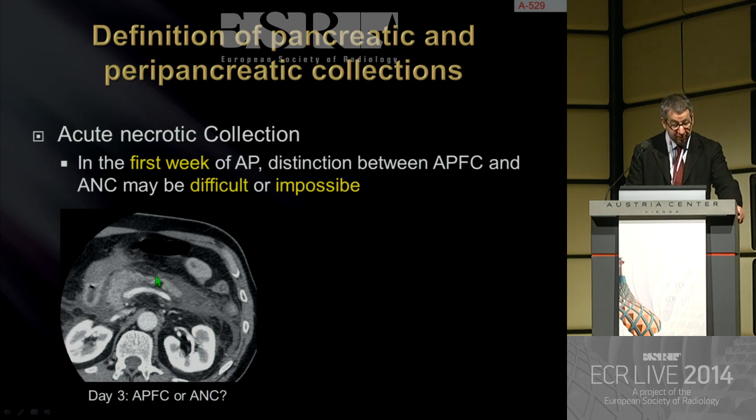First example here, you have something that looks like APFC. It's, in my opinion, quite homogeneous, low density, around the pancreas. It could be an acute peripancreatic fluid collection, but it could also be an acute necrotic collection. So you have to wait for the next CT.